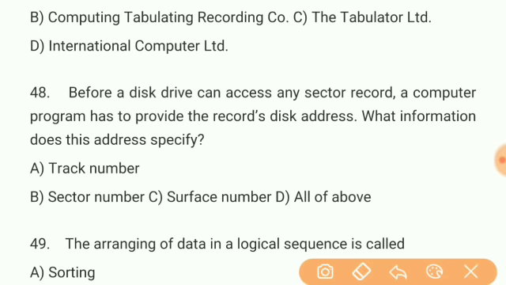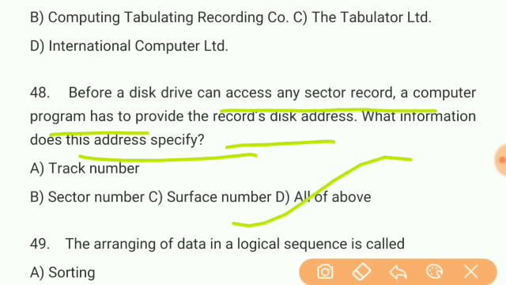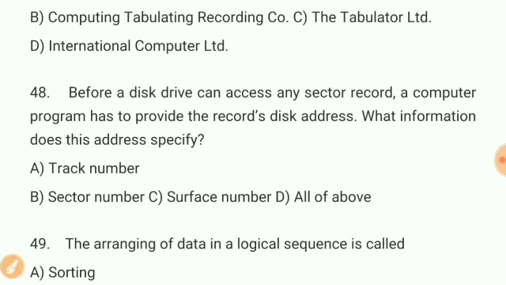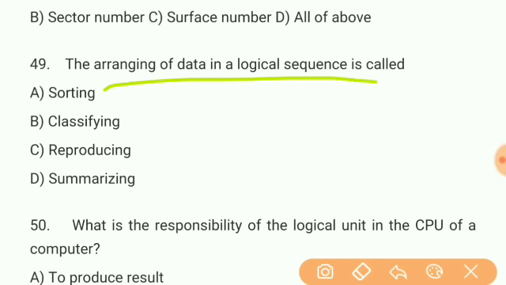Then before a disk drive can access any sector record, a computer program has to provide a record disk address. What information does this address specify? It specifies all of the above: track number, sector number, surface number. Then the arranging of data in a logical sequence is called number B, classifying.